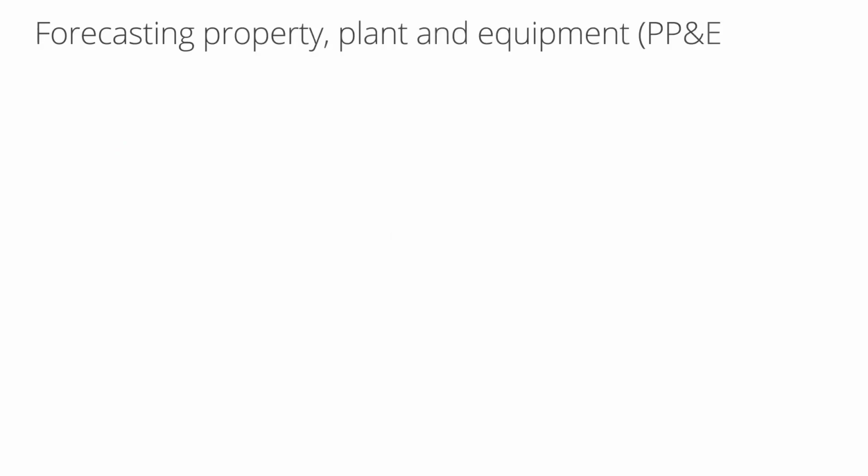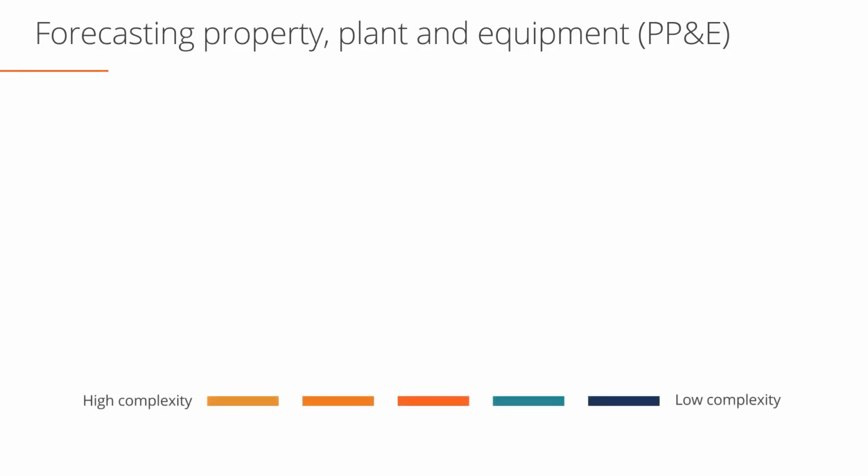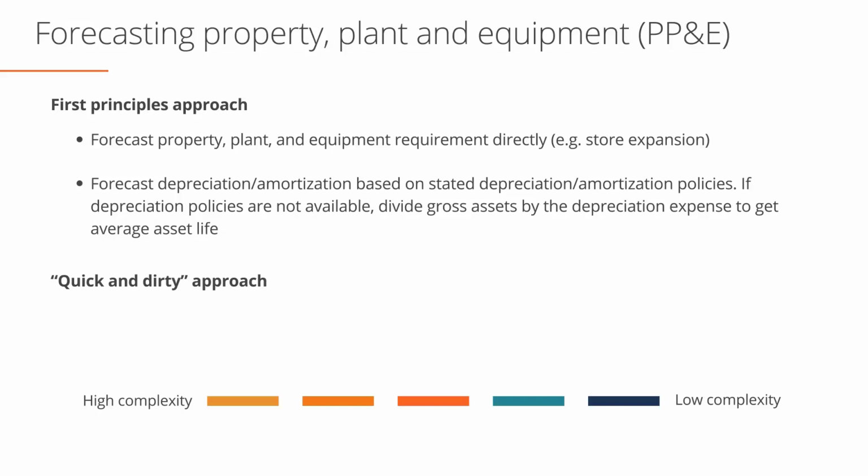We start with modeling property, plant, and equipment, or PP&E. But before we begin to forecast, there are the same two approaches to consider here, as were explained in the first module, the first principles approach and the quick and dirty approach. Applying the first principles approach here identifies how you'd go about modeling PP&E if you need a high degree of detail and precision.